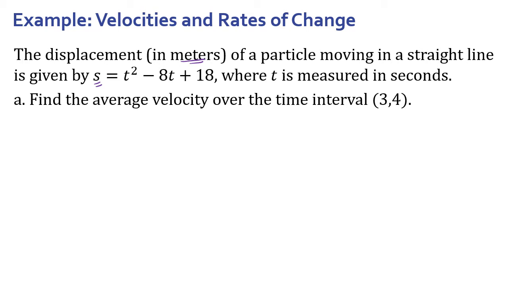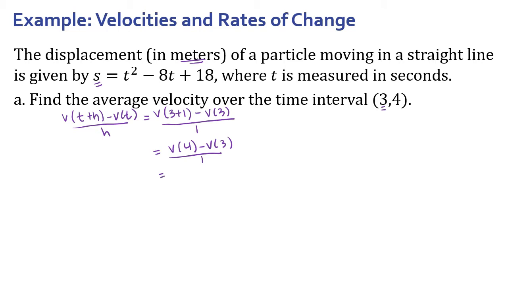If I was to look at this using the formula s of t plus h minus s of t over h, we'd have s of 3 plus 1, that h is going to be 1 because 4 is 1 away, minus s of 3 all over 1. So I get s of 4 minus s of 3 over 1, which gives us, when I substitute 4 in for t, I get 2. When I substitute 3 in for t, I get 3. So the answer is -1.